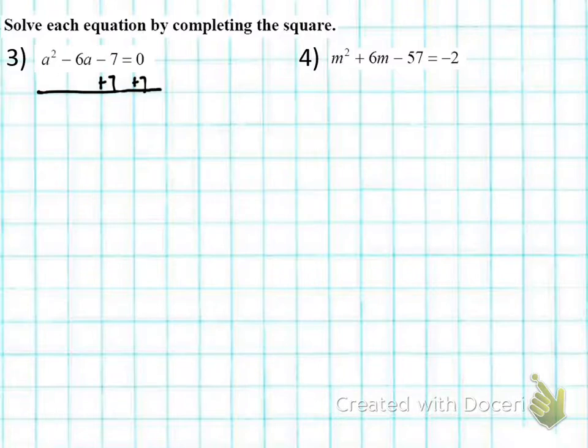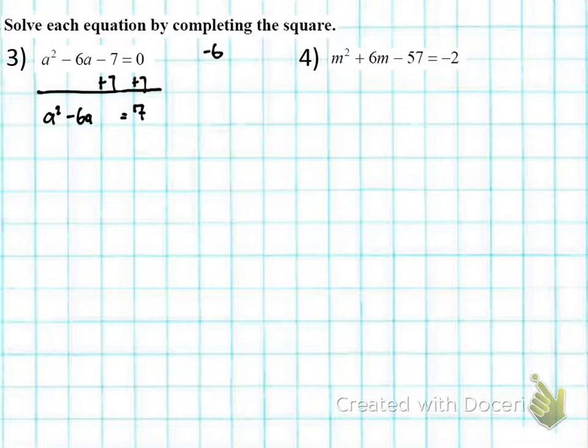So we have a squared minus 6a is equal to 7. Okay? Next step. What's b equal to? Negative 6. So we're going to do a side problem. Let's put negative 6 on the side here, please.